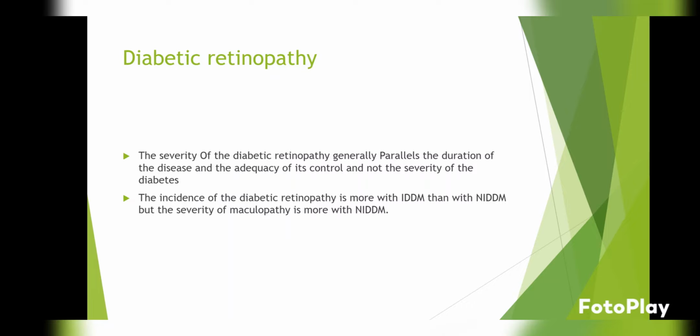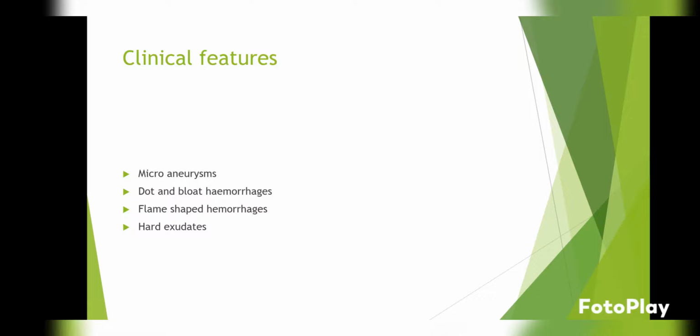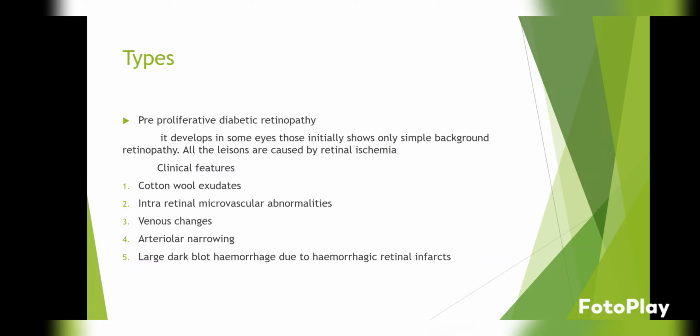Clinical features show microaneurysms, dot and blot hemorrhages, flame-shaped hemorrhages, and hard exudates. Types: there are two types, pre-proliferative diabetic retinopathy and proliferative diabetic retinopathy. Pre-proliferative diabetic retinopathy develops in some eyes that initially show only a simple background retinopathy. All the lesions are caused by retinal ischemia. Clinical features show cotton wool exudates, intraretinal microvascular abnormalities, venous changes, arteriolar narrowing, dot and blot hemorrhages, and hemorrhagic retinal infarcts.